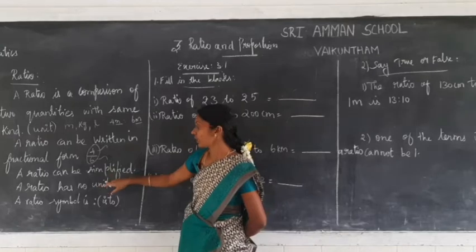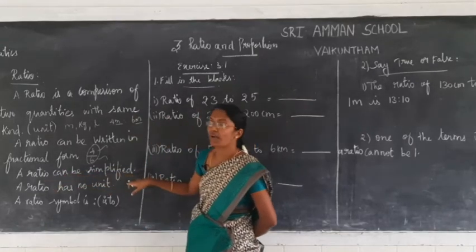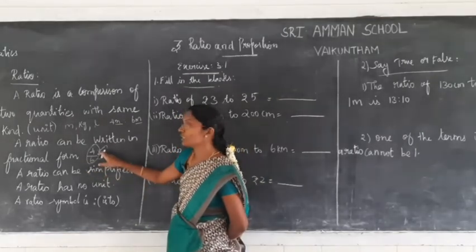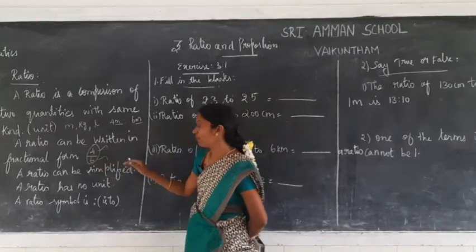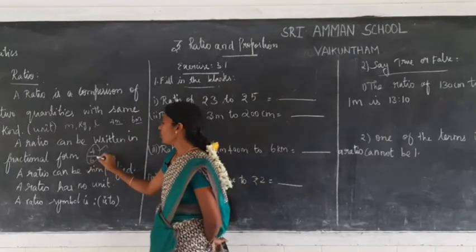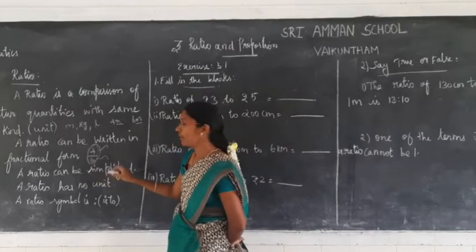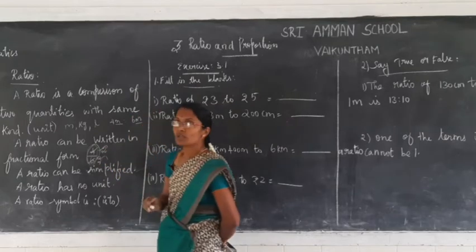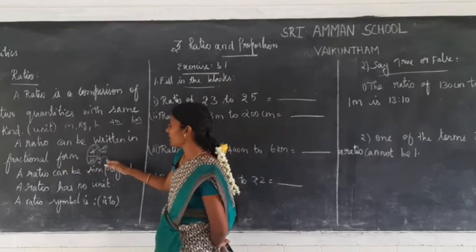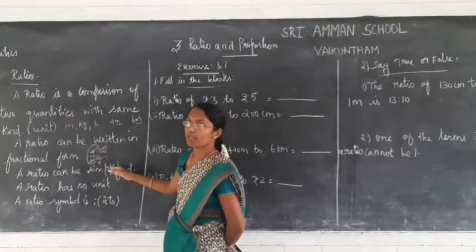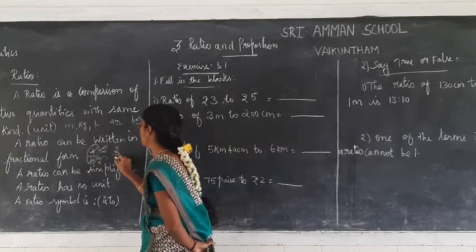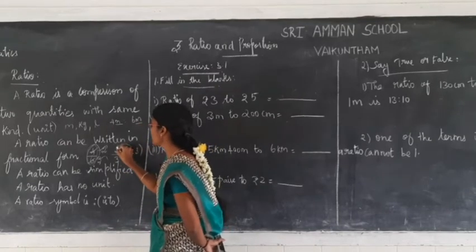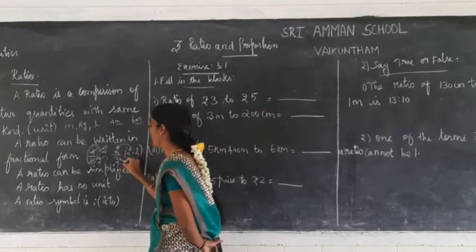Okay. So next one, a ratio can be simplified. How can it be simplified? It can be divided by the same table. For example, 4 by 6 can be simplified in the same table, that is the 2 table. 3 2s are 6, 2 2s are 4. It cannot be simplified further since 2 and 3 do not come under the same table. So it can be written as 2 by 3, that is 2 is to 3. The first one is the numerator and the second one is the denominator.